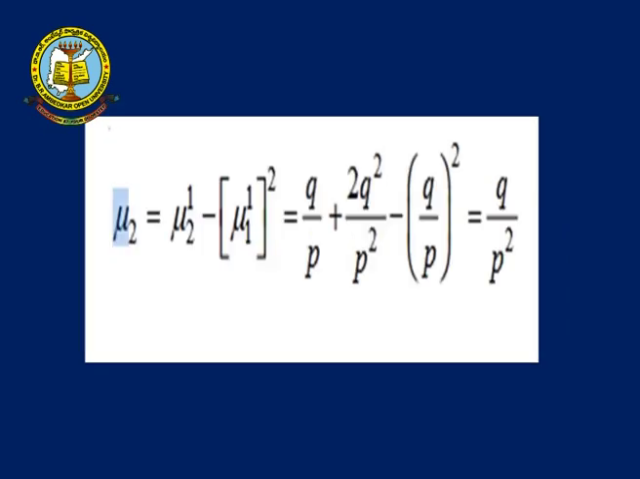What is mu 2? Mu 2 dash minus mu 1 dash whole square is equal to q by p plus 2q square by p square minus q square by p square. We write q by p whole square also, that is equal to q by p square.